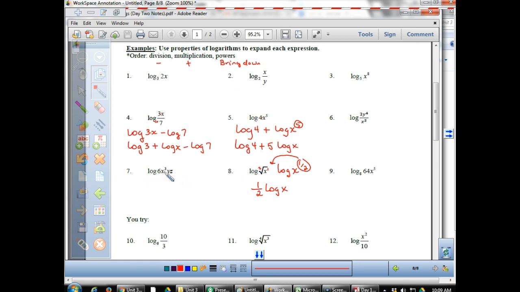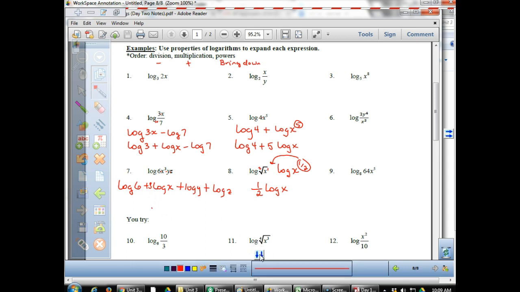Let's look at number 7 because there's a lot going on here. So I have multiplication. So I have several things being multiplied. So I'm going to first break apart log of 6 plus log of x cubed plus log of y plus log of z. And then this power comes down front. So really the only thing that will happen is the 3 will come down there, and that will go away. So that would be your final answer there.